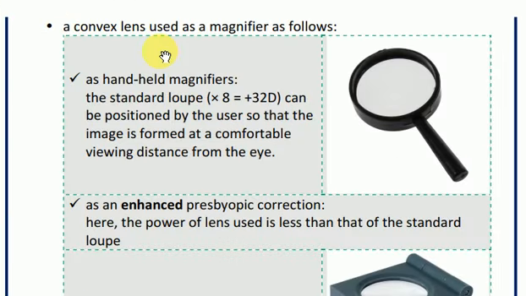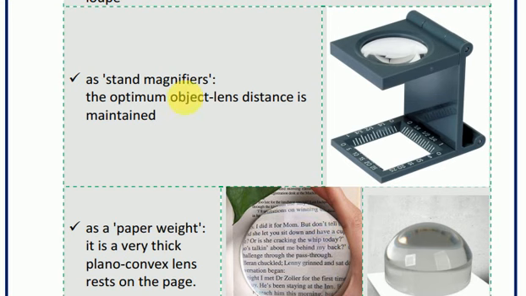A convex lens is used in different forms. It may be used as a handheld magnifier. The standard loop is 8 times, which is equal to 32 diopters. It can be positioned by the user so that the image is formed at a comfortable viewing distance from the eye. Convex lens can also be used as stand magnifiers. The optimum object lens distance in this case is maintained.